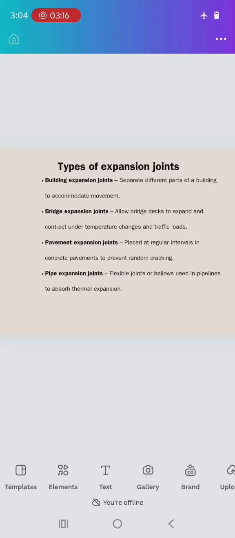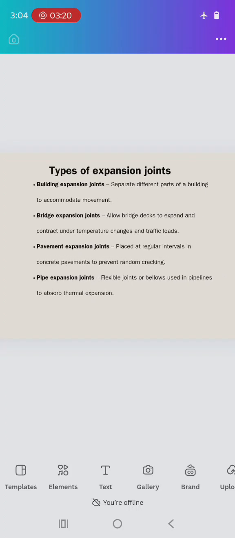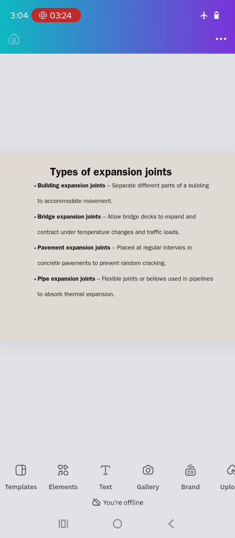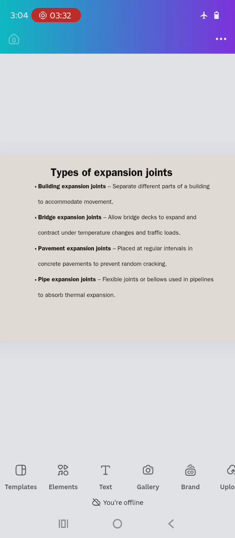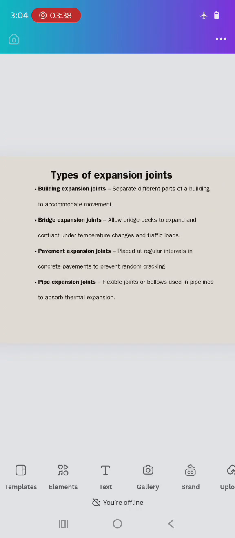Then bridge expansion joint. It allows bridge decks to expand and contract under temperature changes and traffic loads.